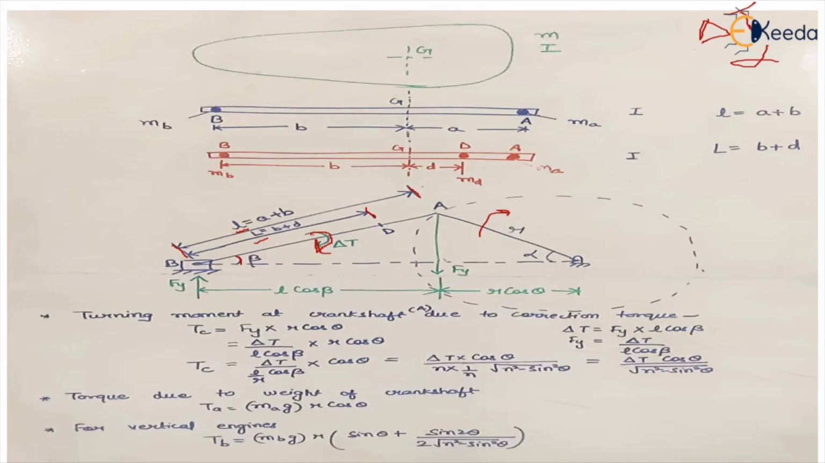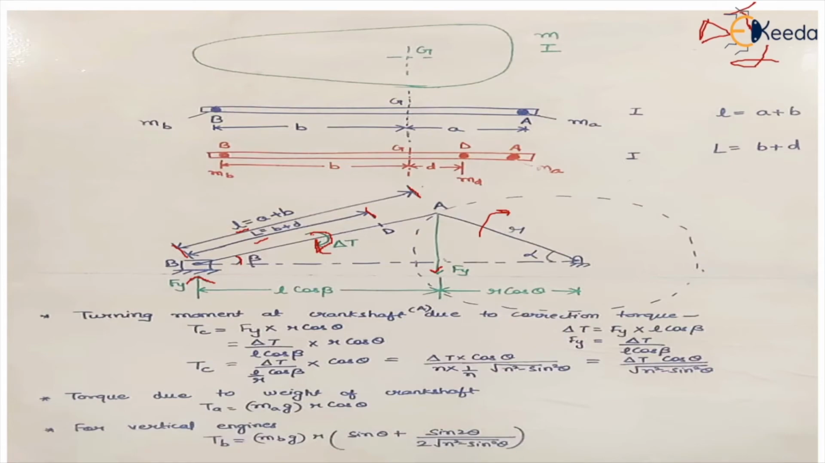Right, now we also know that to produce a torque in the system, the correction torque, we have to apply two equal and opposite, and of course parallel, forces at the crank pin and the gudgeon pin, right? So let these forces be denoted by Fy. To produce a torque, the forces are equal, opposite and parallel. So we are applying the forces at the crank pin and the gudgeon pin.